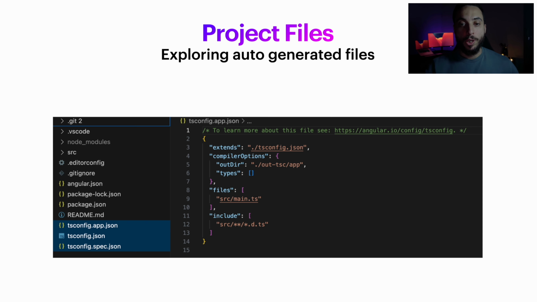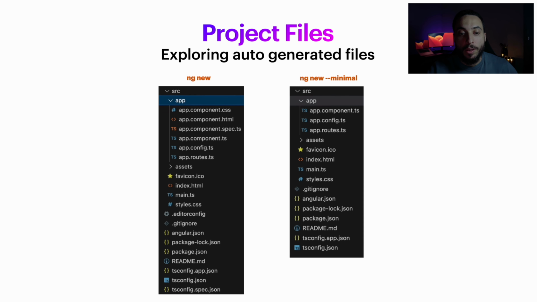Let's now do a quick comparison between this list of files that we got when we created our application with the ng new command, and if we would have used the --minimal flag with the ng new command. The --minimal flag is the one that I go for all the time because it gives you fewer files and it doesn't install unit testing by default, which is something that most of us don't use most of the time. So it makes your project cleaner and right to the point.